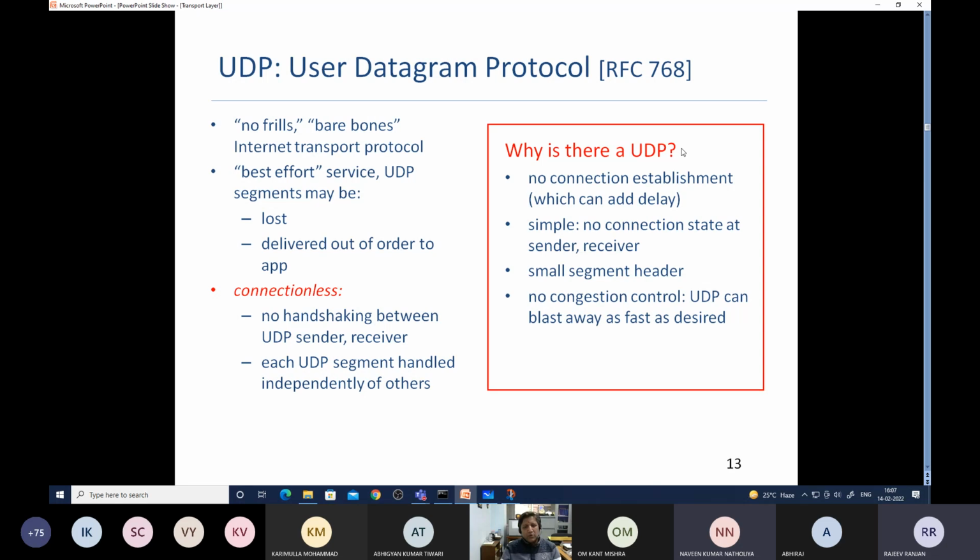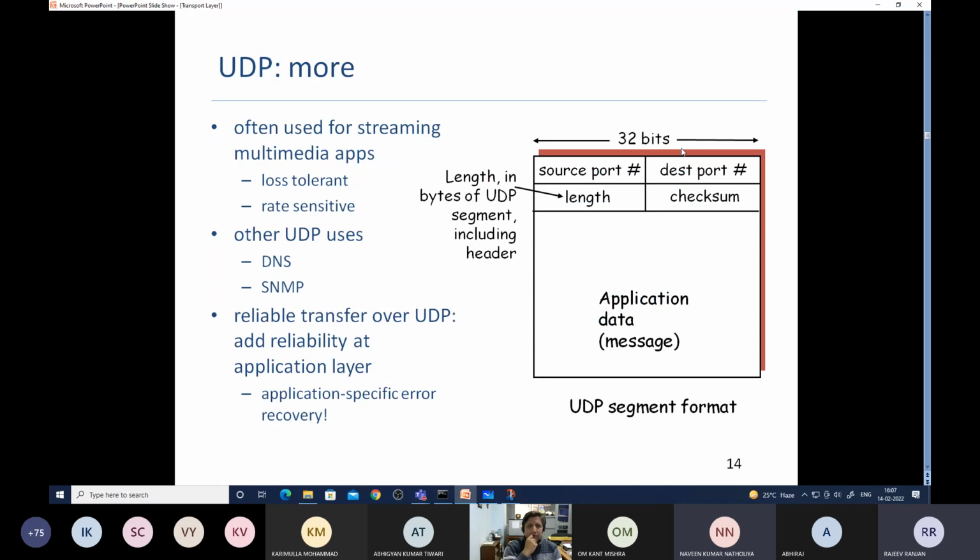No handshaking between UDP sender and receiver, and each UDP segment is handled independently of others. Please be with me. So this is what the UDP header looks like: source port, destination port, length in bytes of the UDP segment including the header, and a checksum. If you want to have reliability, you have to add reliability at the application layer.